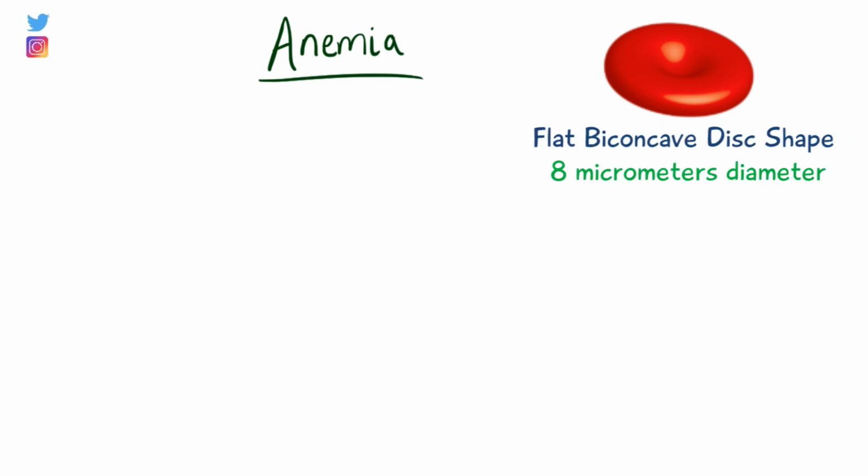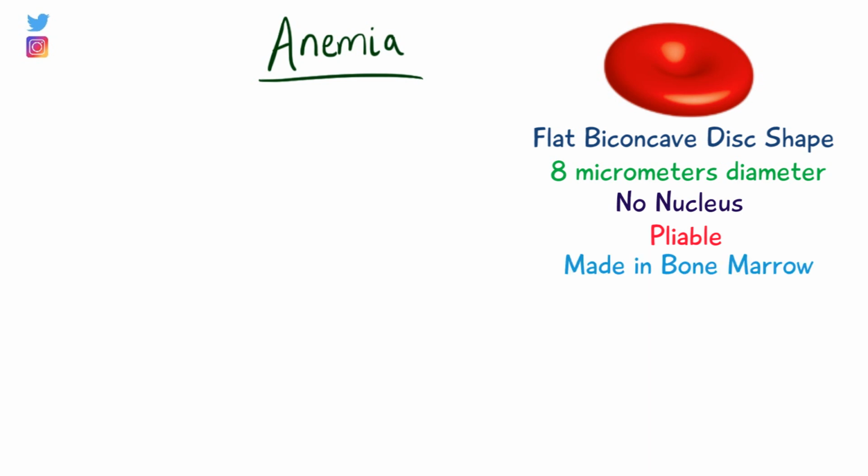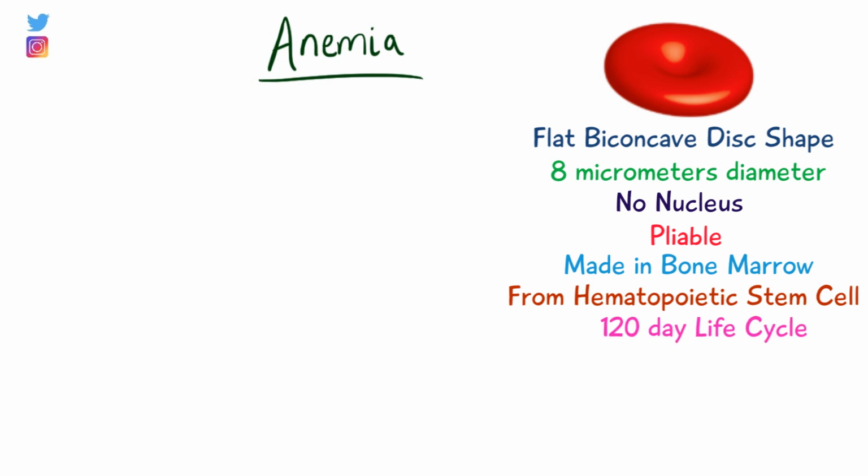Red blood cells are small cells with a flat biconcave disc shape. They are 8 micrometers in diameter and they don't contain a nucleus. They have a pliable shape so they can adapt and travel through very small blood vessels called capillaries. They are made in the bone marrow through the differentiation of a hematopoietic stem cell, and they have a life cycle of around 120 days.